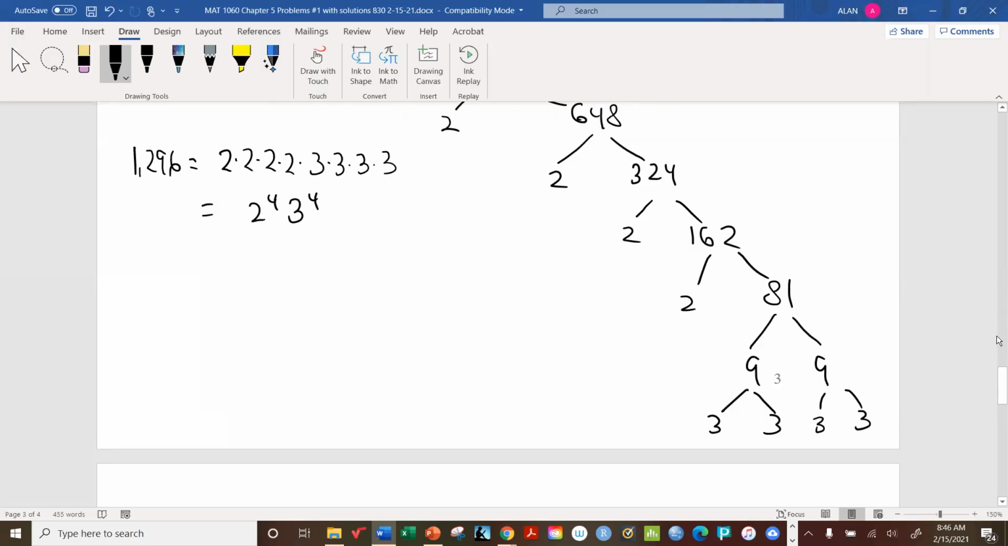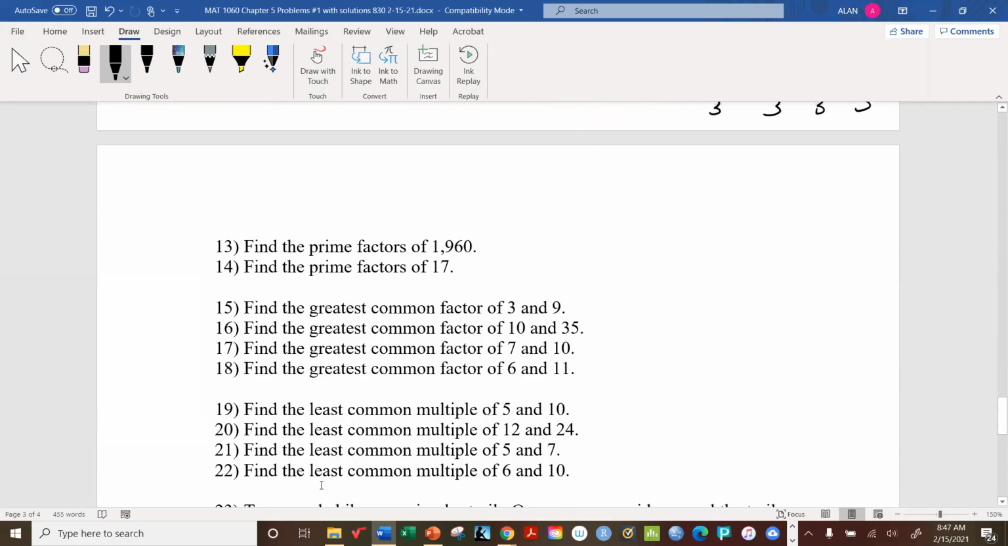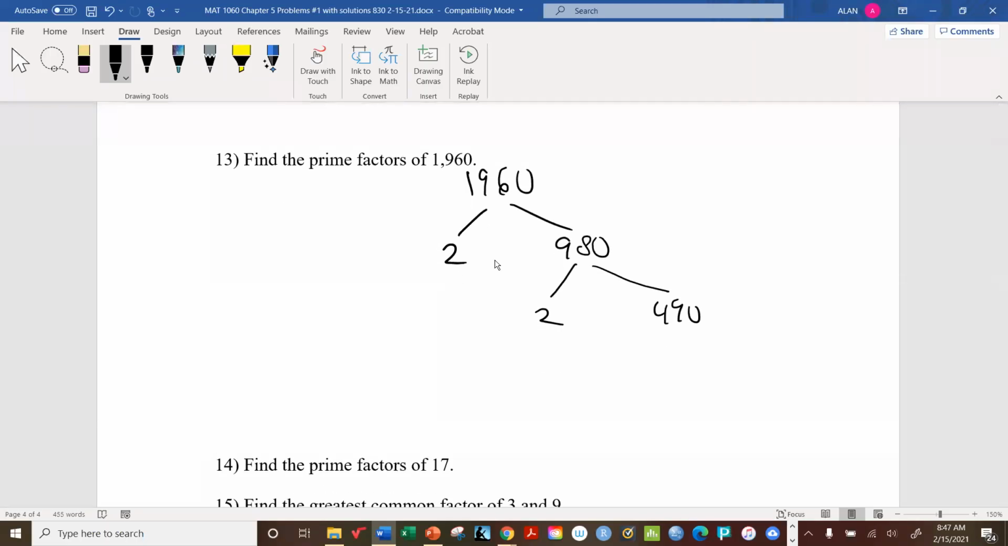All right, what's next? 1960. Now you might think 1960 has an enormous quantity of prime factors, but not necessarily. Let's try it. So we'll start, it's even, we may as well start with 2. 1960 divided by 2 is 980. That's right. Then we have 2 times 490. 2 times 245.